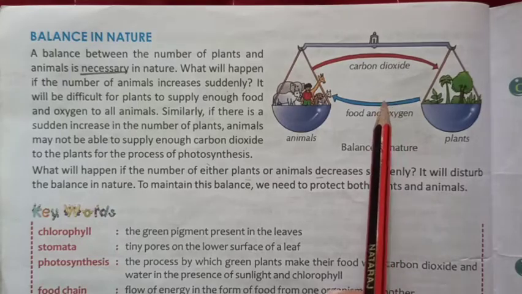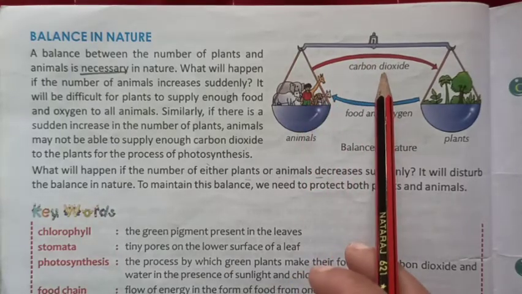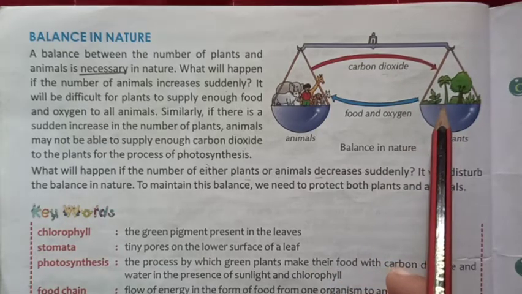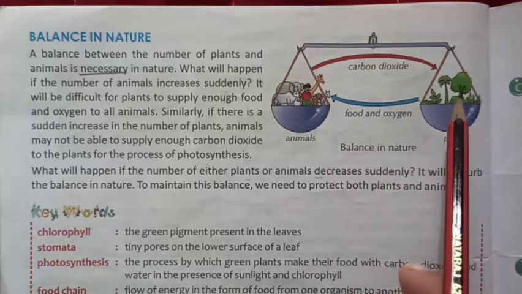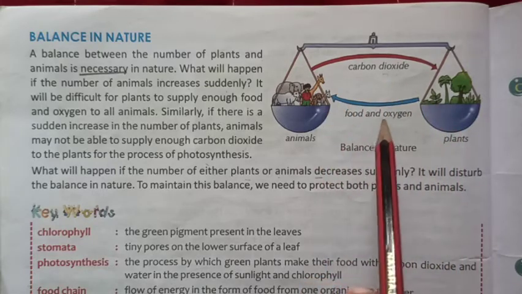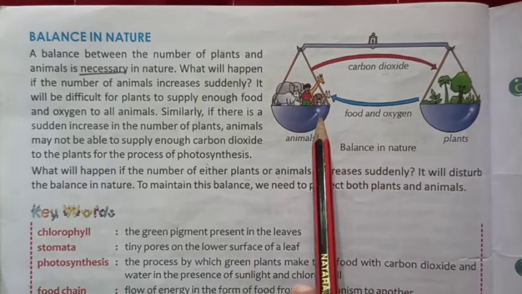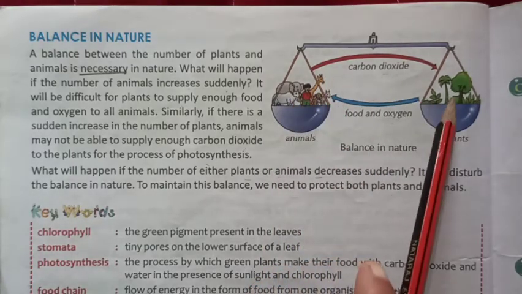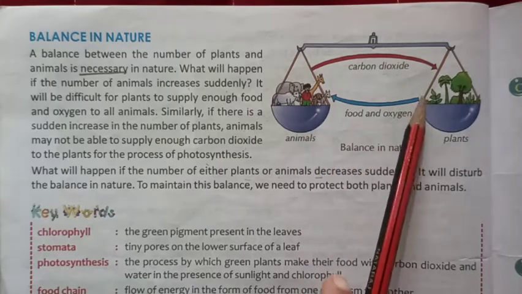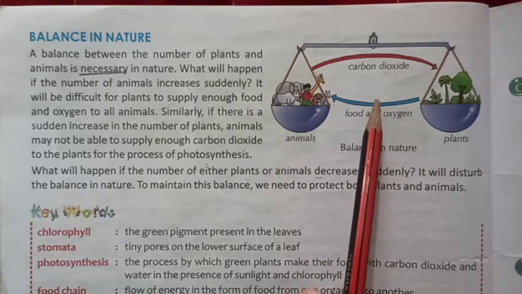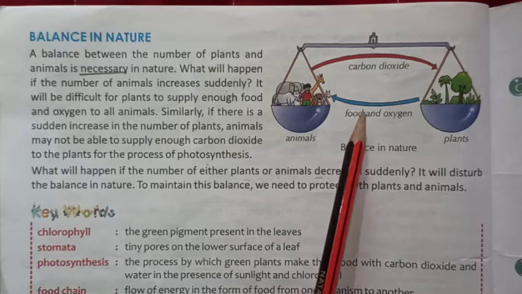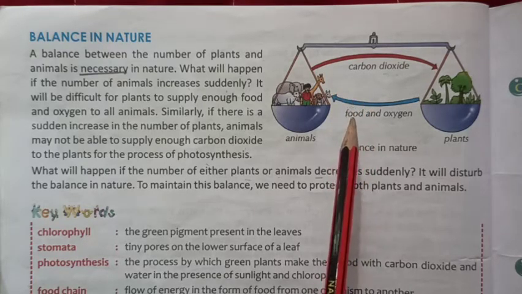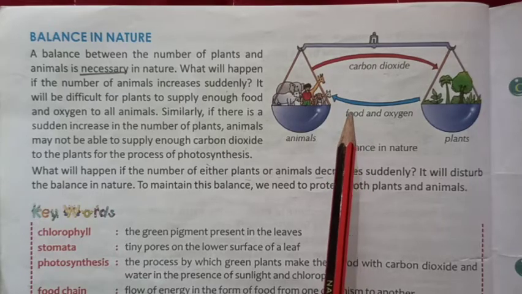So here you can see the animals give carbon dioxide, which is essential for the process of photosynthesis in the plants, and the plants give food to eat and oxygen to breathe to the animals. And so it is very necessary that we protect both the animals and the plants, because if either of these decreases or increases, the balance in nature will become imbalanced and various problems will arise.